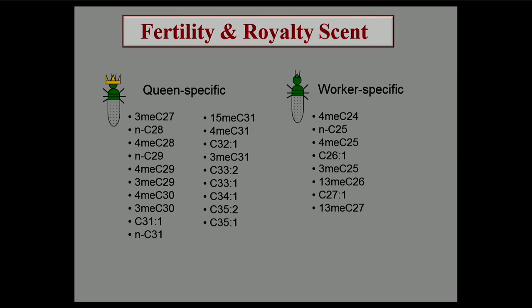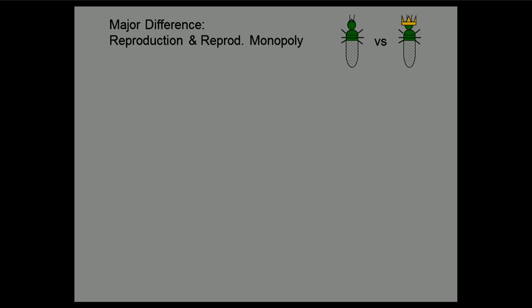So what is now the major difference between a worker and the neotenic reproductive? We have seen that the neotenic reproductive smells differently. She has a queen smell, and she also has an increased JH titer. But the only difference actually between a worker and a neotenic reproductive is that the individual is reproducing. A worker develops via a single molt into a neotenic reproductive without developing eyes or wings.